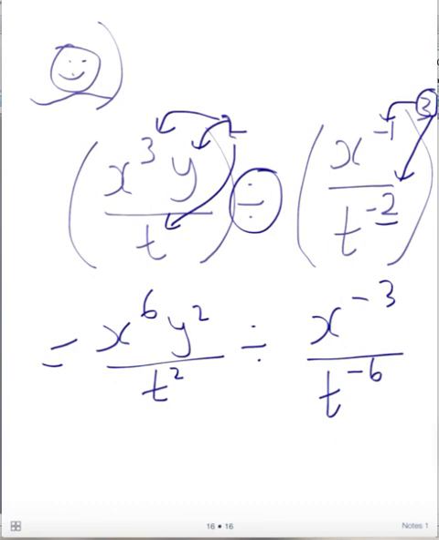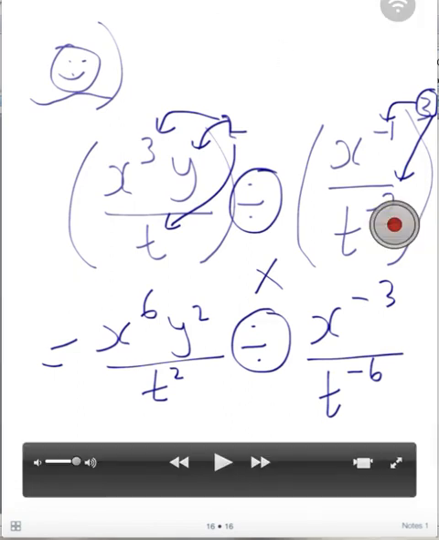Now, my next step is to... Now, you can actually decide what you want to do next. Because we've got division here, we've got to change it to times. And that means we have to flip the fraction on the right-hand side. So you can do that first, or if you wanted to get rid of your negative powers, you can do that first. So you decide what you want to do. I am going to turn my division now into multiplication, and I'm going to flip my x to the power of -3 and t to the power of -6. So that's the step I'm choosing.